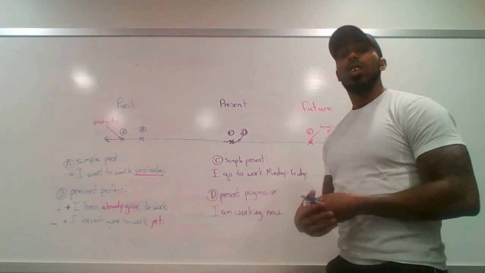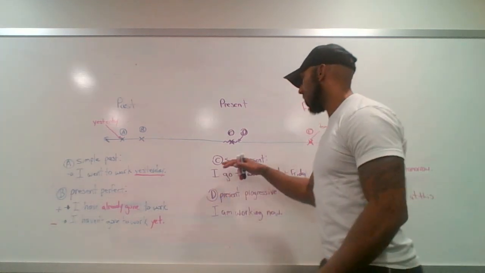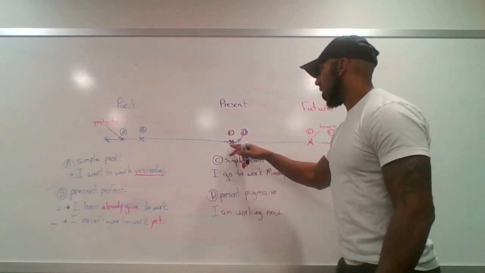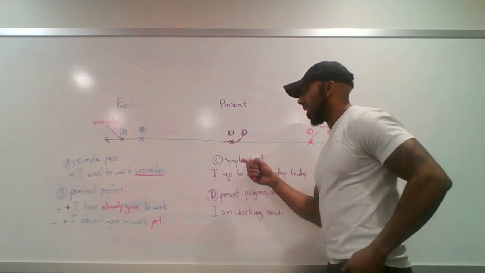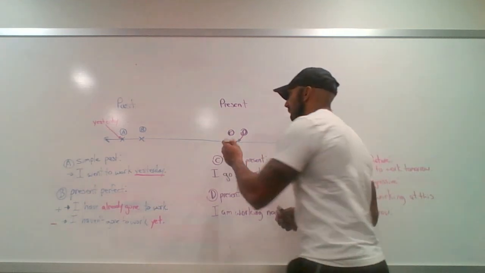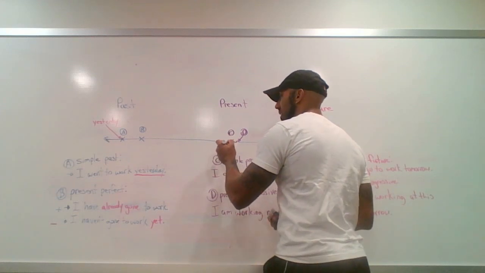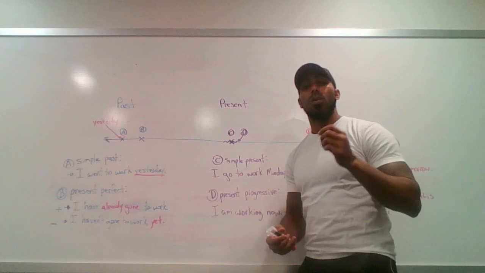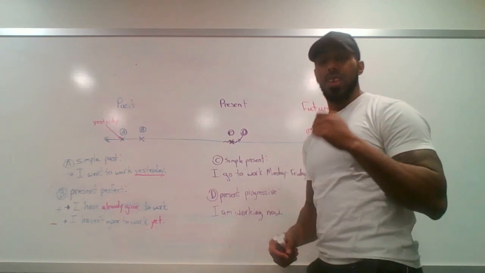Now I also have two kinds of present tense. We have the simple present and the present progressive. Simple present is just here, C. Now you can't see this very well because I've had to draw. I actually have a dot here in the middle of that X. Okay, remember the dot represents a time in the present.